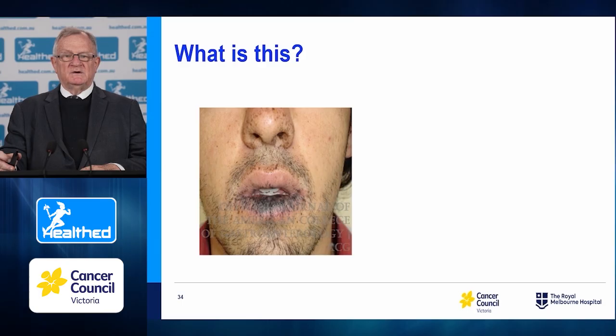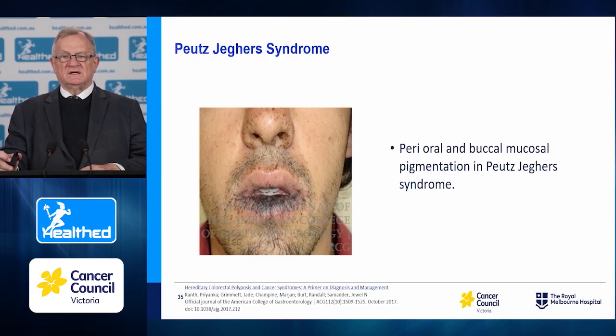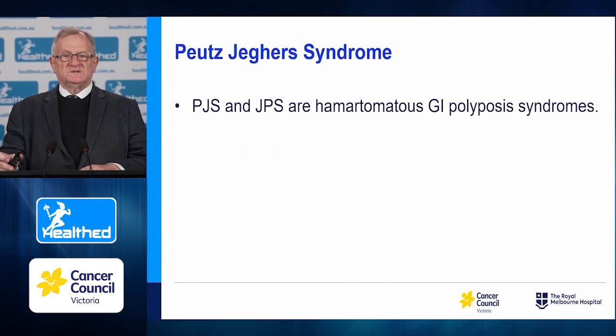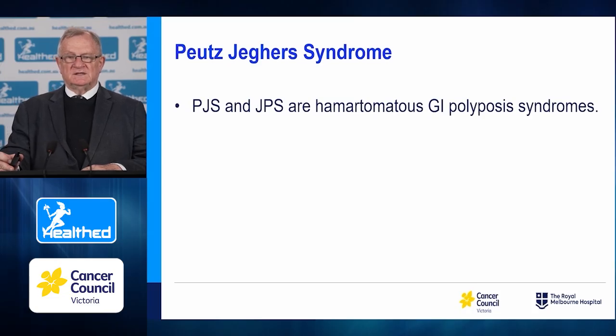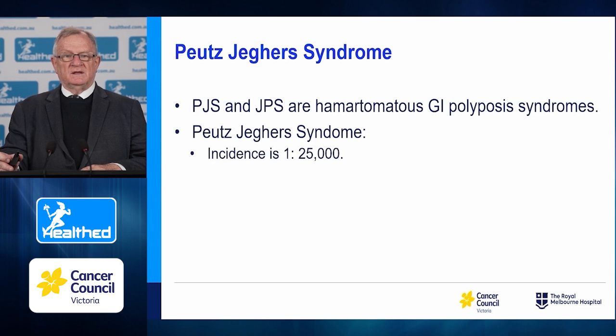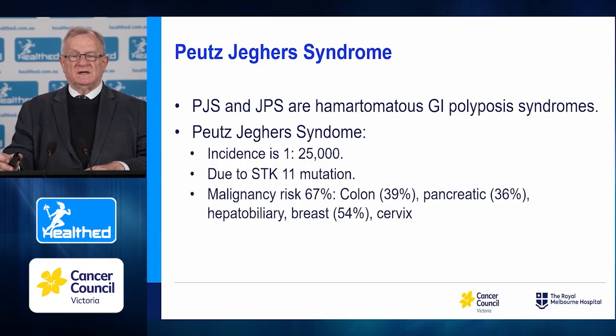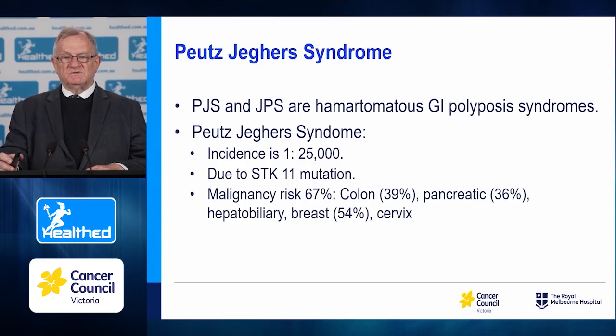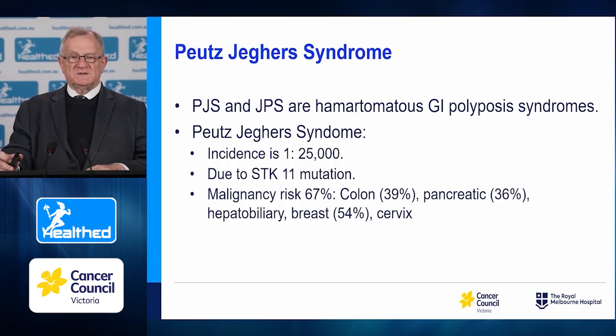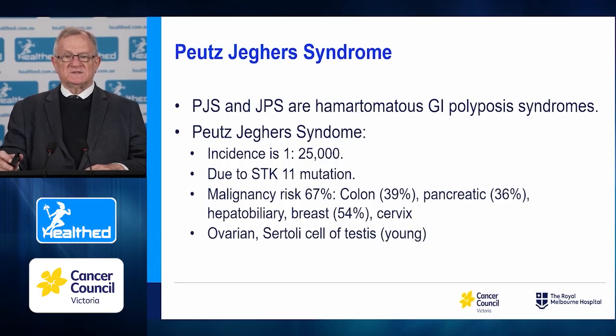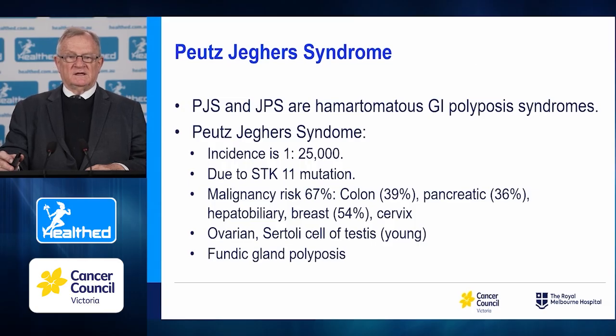So this is the perioral pigmentation and buccal mucosal pigmentation characteristic of Peutz-Jeghers syndrome, which is a hamartomatous polyposis syndrome where polyps occur from the stomach right through the colon, and in particular also in the small bowel, where they can be very troublesome. Its incidence is much less than the other ones we've been talking about. We know the gene that causes it. It does have a range of malignancy risks, which we didn't used to think of 20 years ago, but we now know is there: colon, pancreas, hepatobiliary and breast and cervix, and fundic gland polyposis.